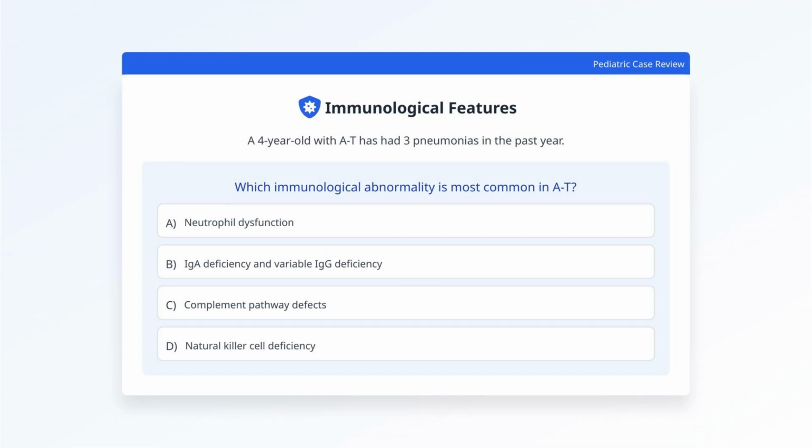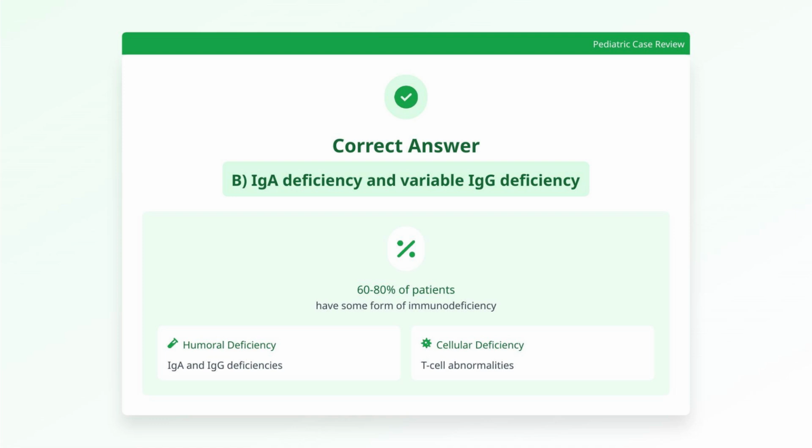A 4-year-old with Ataxia telangiectasia has had 3 pneumonias in the past year. Which immunological abnormality is most common in Ataxia telangiectasia? A. Neutrophil dysfunction. B. IgA deficiency and variable IgG deficiency. C. Complement pathway defects. D. Natural killer cell deficiency. The correct answer is B.